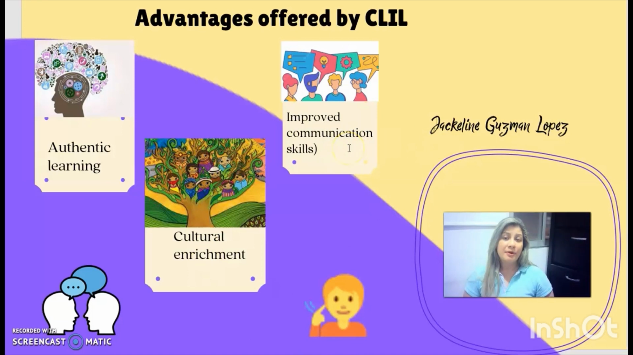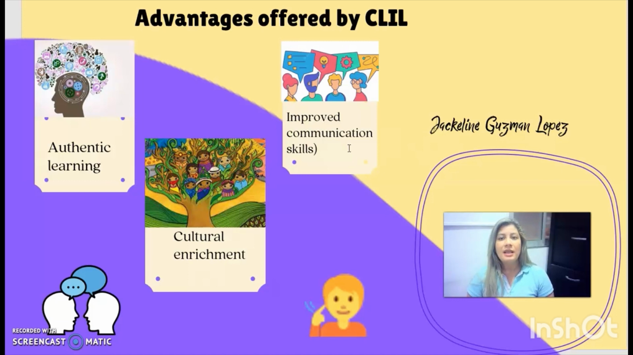Another important advantage of CLIL is that it improves student communication skills in the target language by practicing oral and written expression in real and relevant situations. Students develop their communicative competence effectively. This provides them with the necessary tools to communicate fluently and confidently in the language, which will be essential both in their academic life and their future career paths.